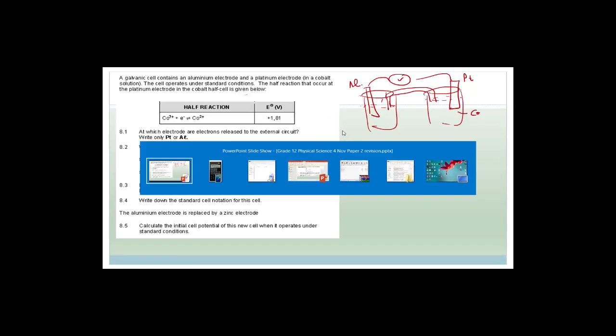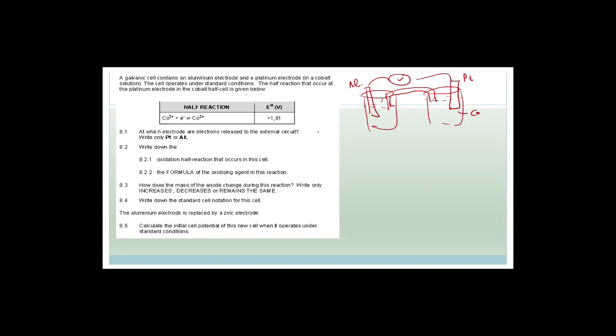Oh dear, I didn't mean to do that. We need to have a look at our redox table. Now that's pretty small, but there's not much I can do about it. We need the platinum, aluminium. Here is aluminium, Al3+ plus 3 electrons, and it is at minus 1.66. Then, let's see what else you got here. It must be platinum. Yeah, here is platinum. Pt2+ plus 2 electrons goes to Pt, and that's plus 1.2.